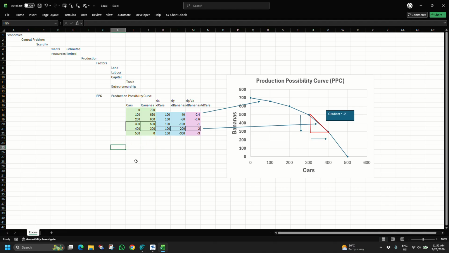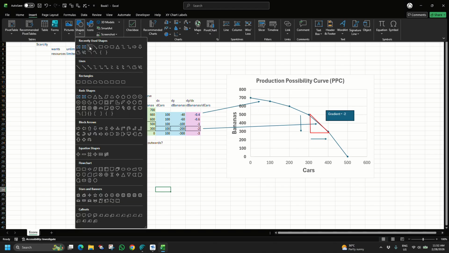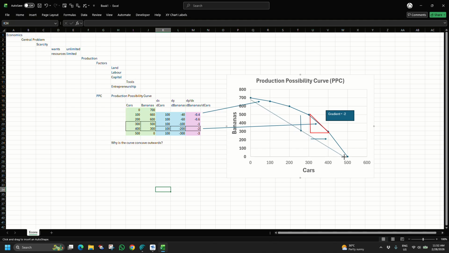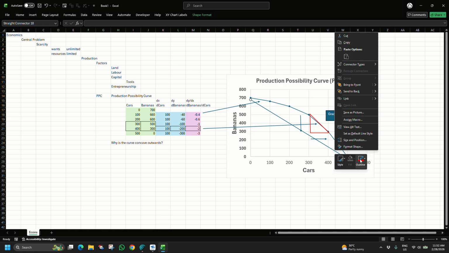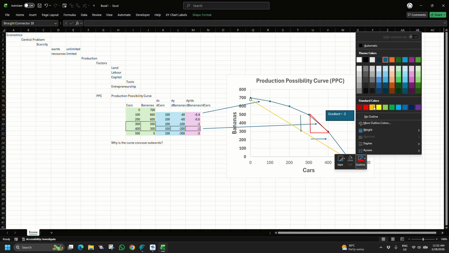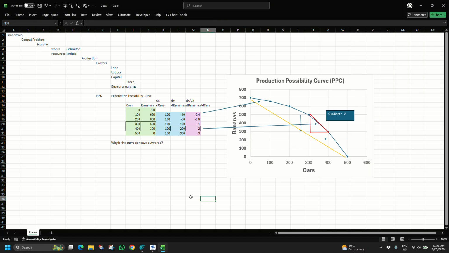So the question here is, why is the curve concave outwards? Why is it bent outwards? Why is it not a straight line going from 700 all the way to 500? Why is it not this orange line? Or why is it not the other way?